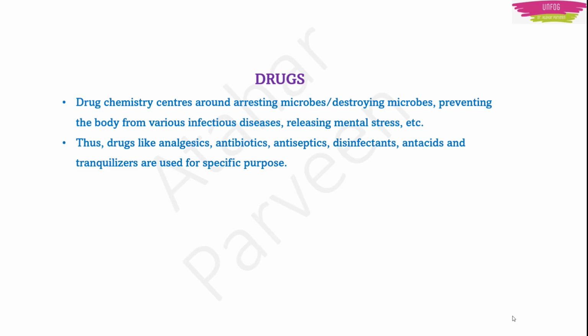Now examples if I give: drugs like analgesics, antibiotics, antiseptics, disinfectants, antacids, tranquilizers are all types of drugs which are used for one specific purpose. For example, if you have fever, you will use an analgesic. If you have any infection, you will use an antibiotic. If you have any sepsis, you will use an antiseptic. Correct? If you have acidity, you use an antacid. If you have stress, you use a tranquilizer. It is like that. I'll talk about all this in more detail.